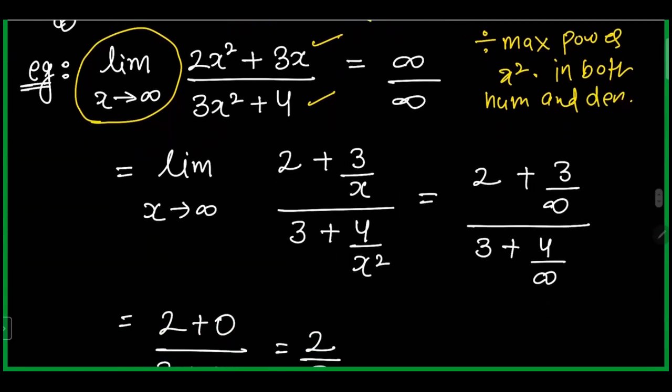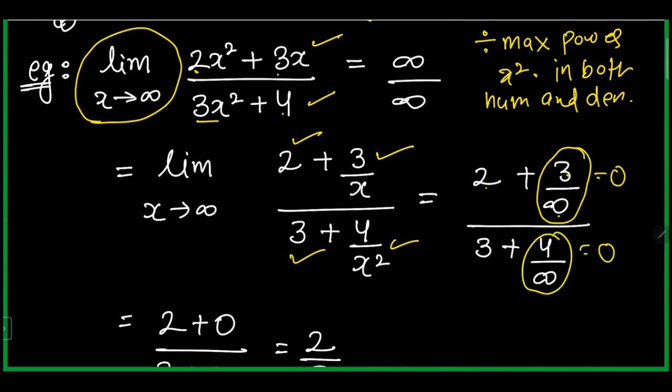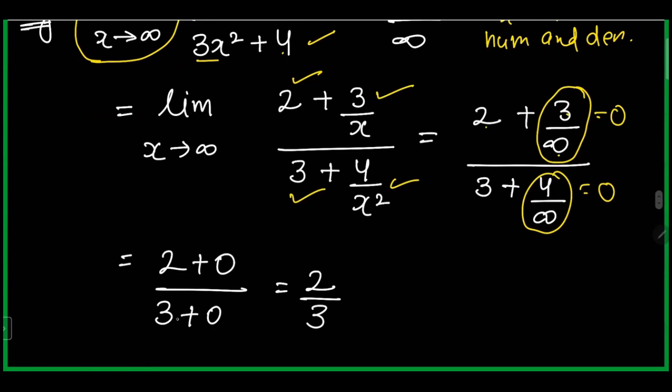If I divide 2x square by x square, you will get 2. And 3x by x square, you will get 3 by x. Similarly, in the bottom, if you divide 3x square by x square, you will get 3. And if you divide 4 by x square, you will get 4 by x square. Now just put the value infinity. So you will get (2 plus 3 by infinity) divided by (3 plus 4 by infinity). Whenever infinity is in the denominator, the answer is 0. So you will get (2 plus 0) divided by (3 plus 0). So your answer is 2 by 3.